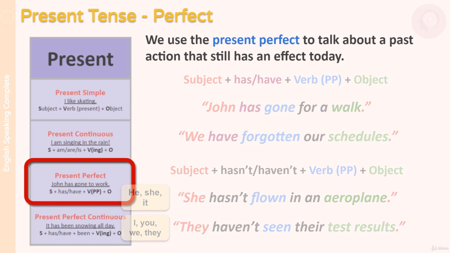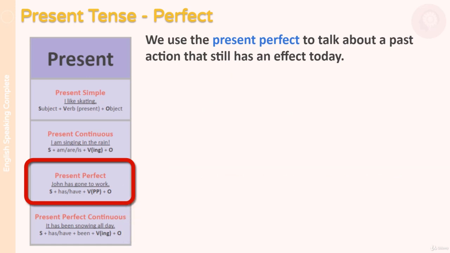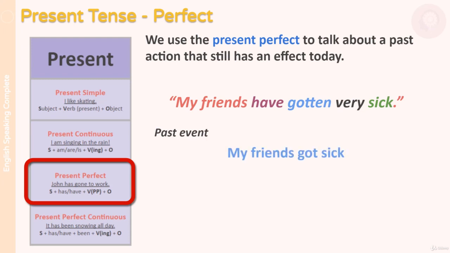Just one more example on usage. I will go into more specific types of use later in the course, get a bit more advanced, but just think about a past event and the effect now. My friends have gotten very sick. So at some point in the past, probably not a long time ago, because sicknesses don't last, hopefully, too long, my friends have gotten very sick. So the past event was my friends got sick.